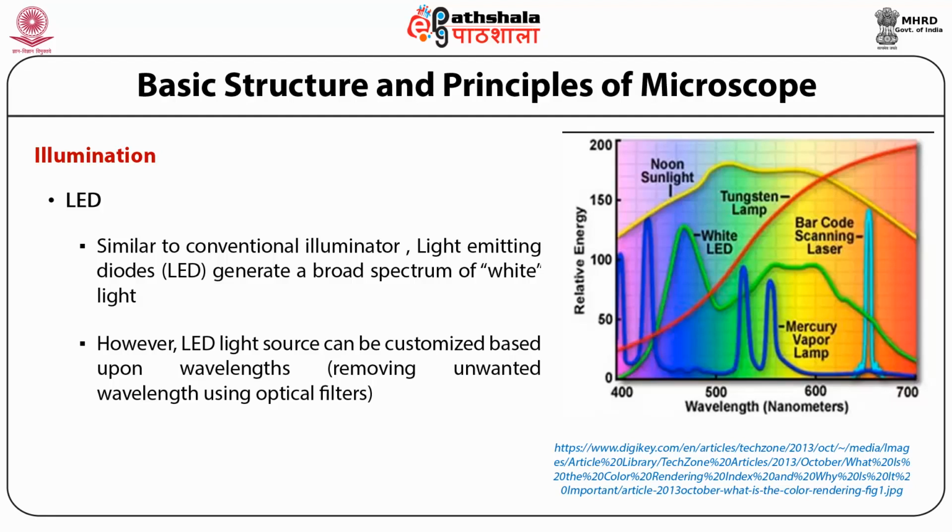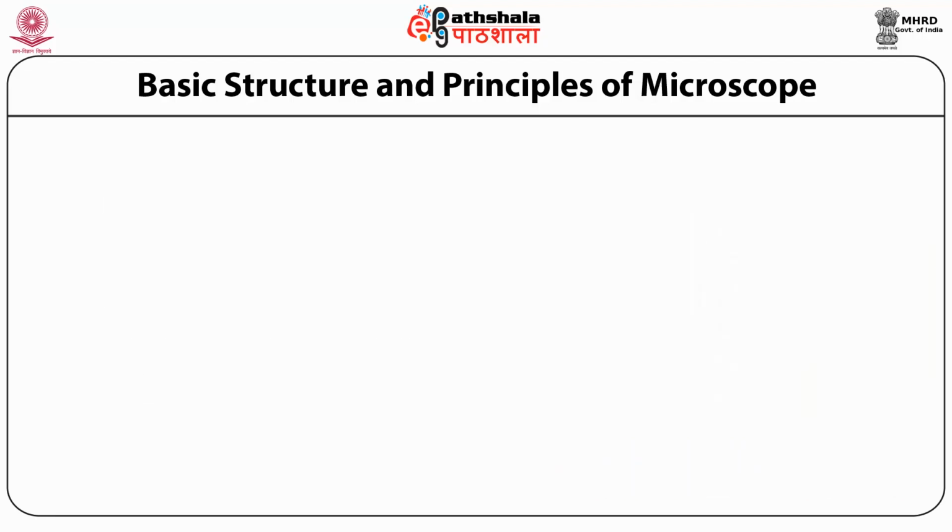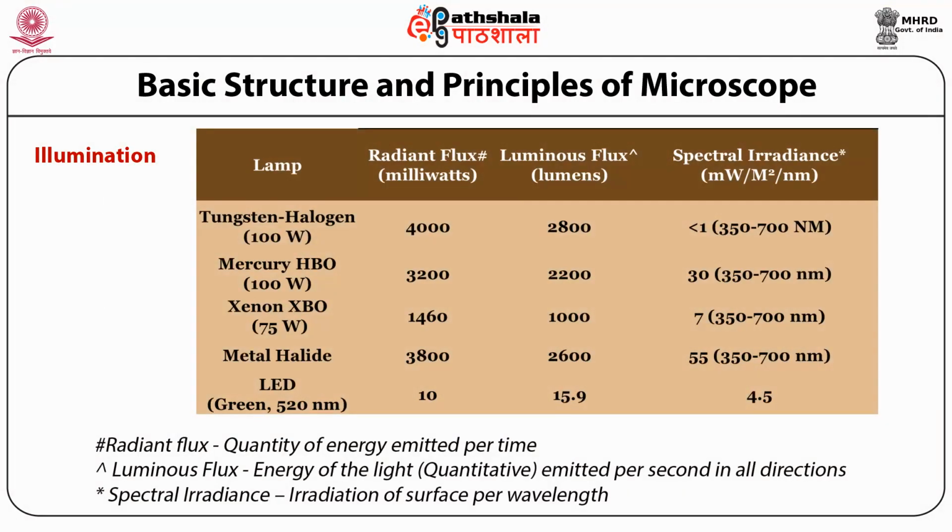highly reproducible light source. Here is a brief description of different types of illumination: what intensity we are getting, what luminous flux we are getting, and what spectral range we are getting. Again, we see that LED has a better value throughout, and halogen or tungsten light, the very first one used, has a very high radiant flux as well as luminous flux, and provided a very wide range of wavelength. Similarly, mercury, xenon, and metal halide as well.